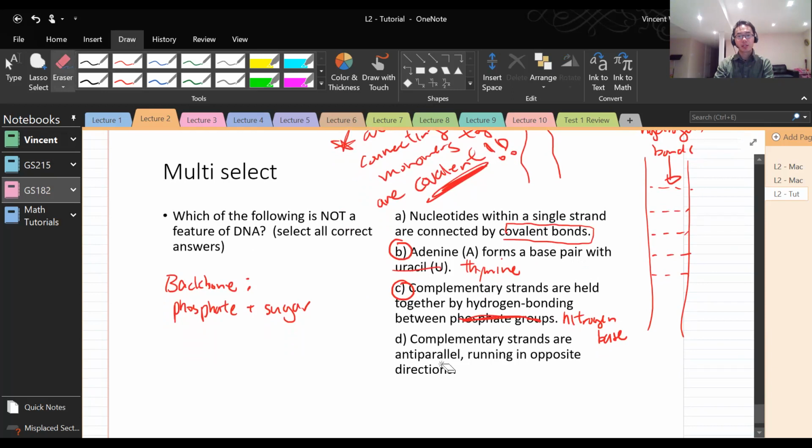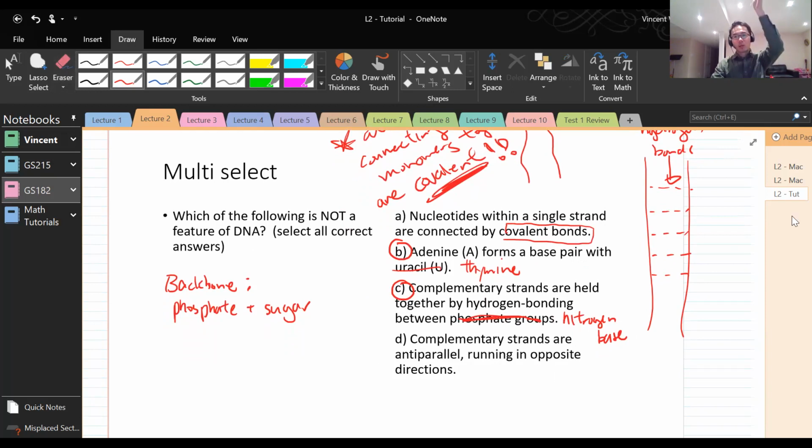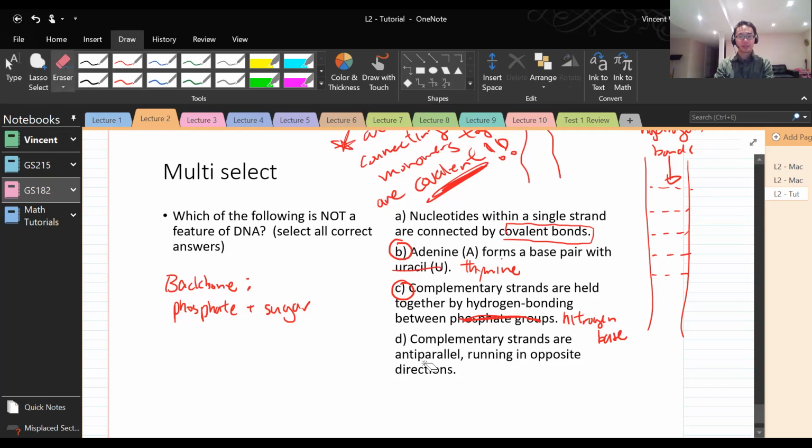Lastly, complementary strands are anti-parallel running in opposite direction. I believe there's a picture in the PowerPoint that shows this. One goes this way, the other goes the other way, opposite, even though they're parallel. So we call them anti-parallel. Check the notes and you will see what I mean by that. So the correct answer for this question is B and C.